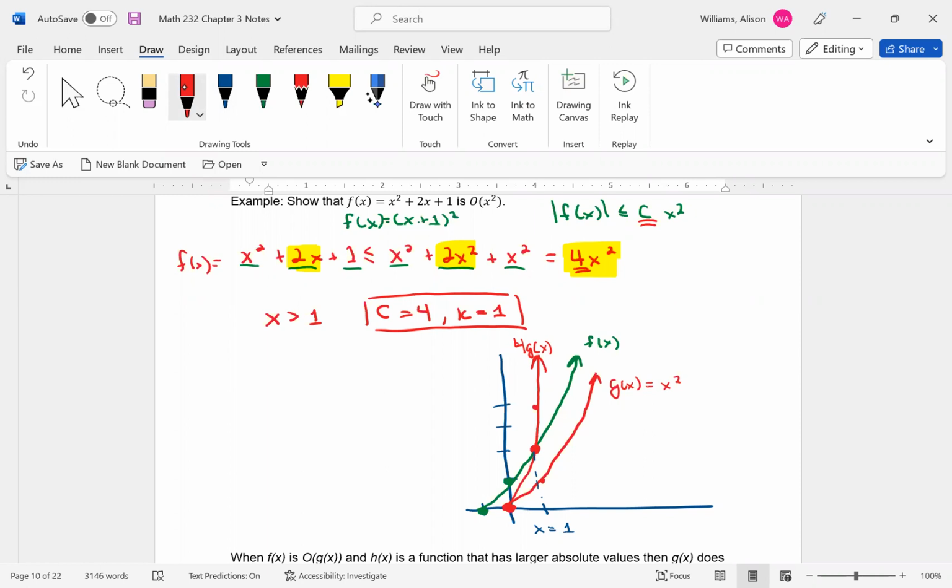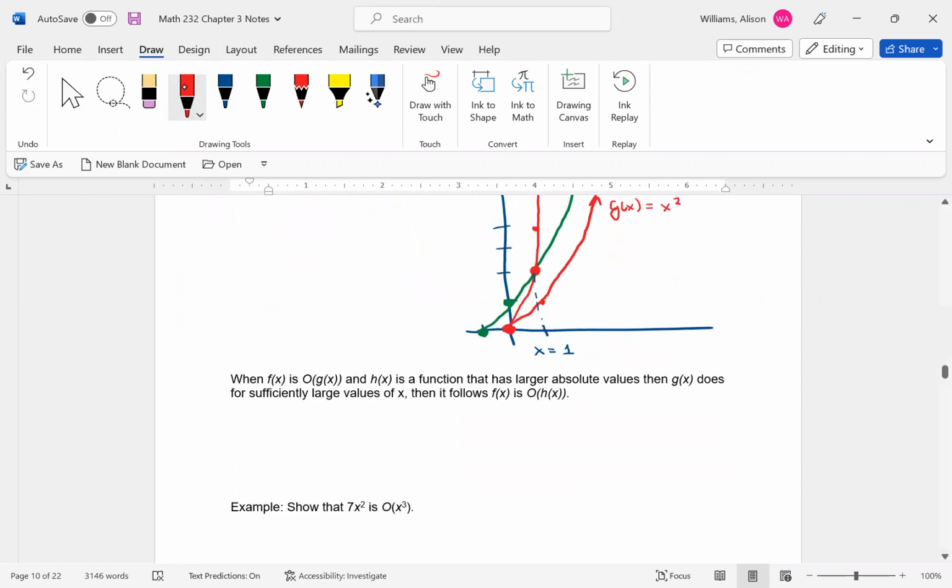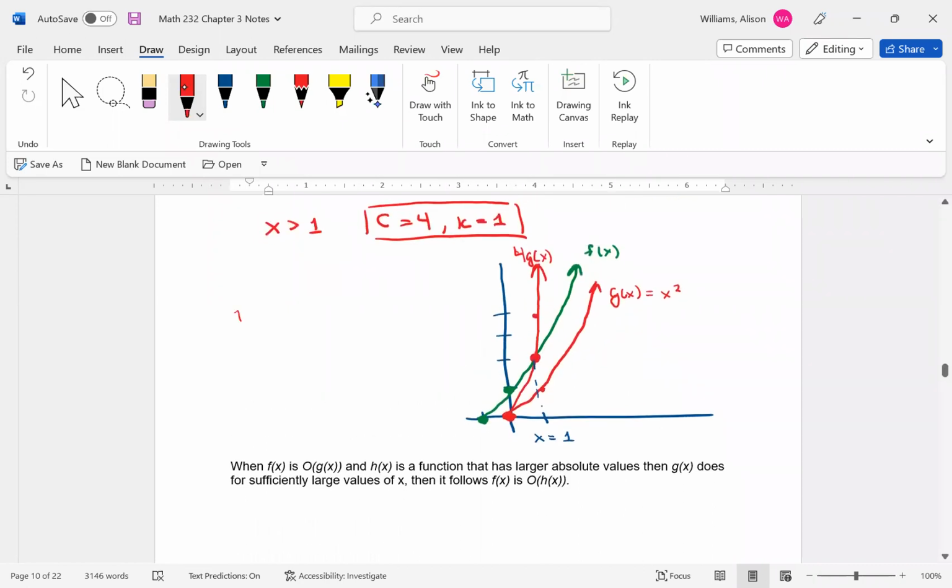All right, we'll do some more examples, but there are a few things we want to discuss really quick before we do that. First of all, I did want to note that we could have gone the reverse direction. In other words, I could have said that g of x is big O of f of x for this exact same function, where g of x is x squared and f of x is x squared plus 2x plus 1.